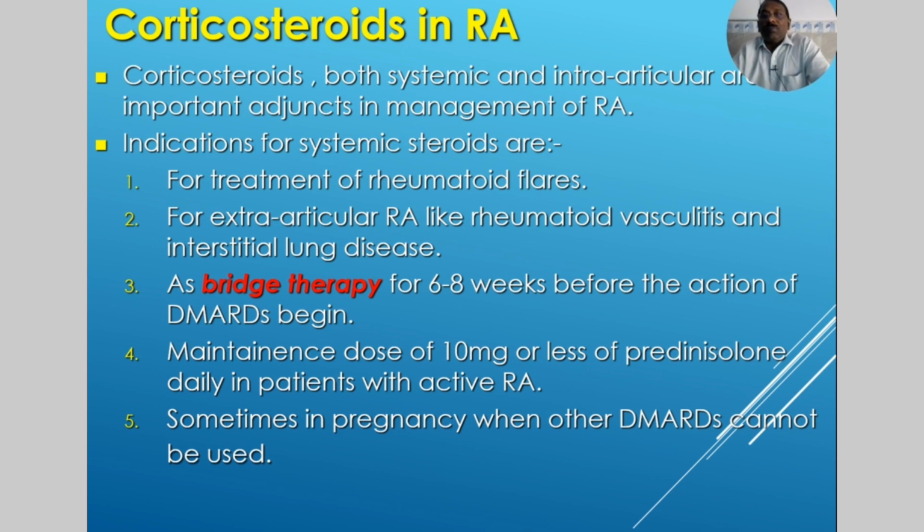So steroids, both systemic and intra-articular. Intra-articular steroids are excellent, but systemic steroids cause a lot of these side effects. Indications for systemic steroids in the treatment of rheumatoid flares: that is the aggressiveness of the rheumatoid arthritis. Extra-articular rheumatoid arthritis: suppose the patient has rheumatoid vasculitis, with distal gangrenes, then definitely there is a role of systemic steroids. And in interstitial lung disease, again there is a role of steroids.